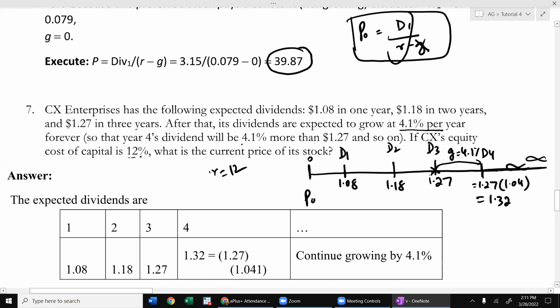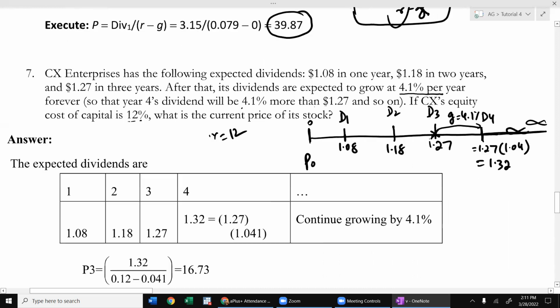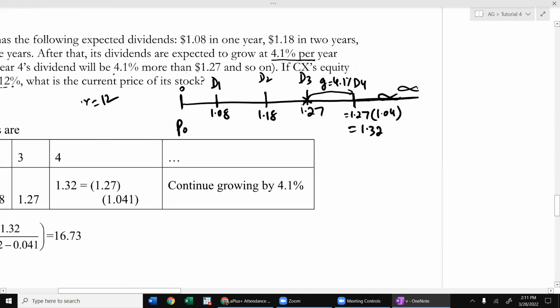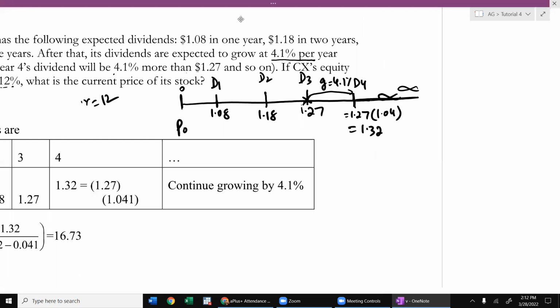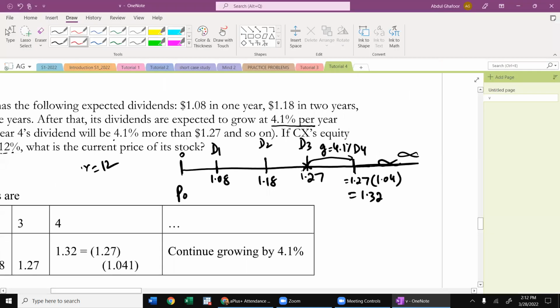We need to calculate the price. This is a multi-phase growth model or variable growth model question. When you see these questions, you need to remember one thing. You will apply the growth rate from 1.27 and you will get your answer here, that is 1.32. But you need to do one thing, because the growth started from year 3, so you will apply the constant growth model formula here.